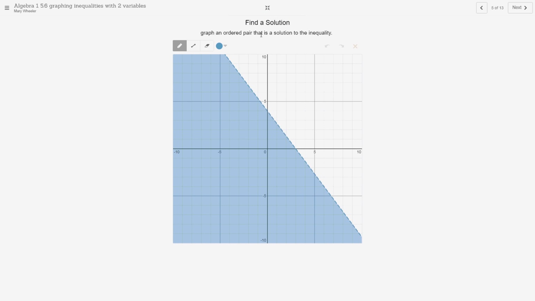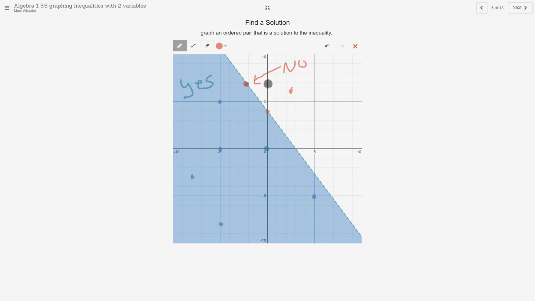So on this one, we want to graph an ordered pair that is a solution. So what that means is anything that is in the shaded region is a solution. So all of these points that I'm shading are a solution. When we did this in class, I had some people putting dots on the line. Whoops, let's do that in red. I had people doing dots on the line. That's actually a no, because that's a dotted line.